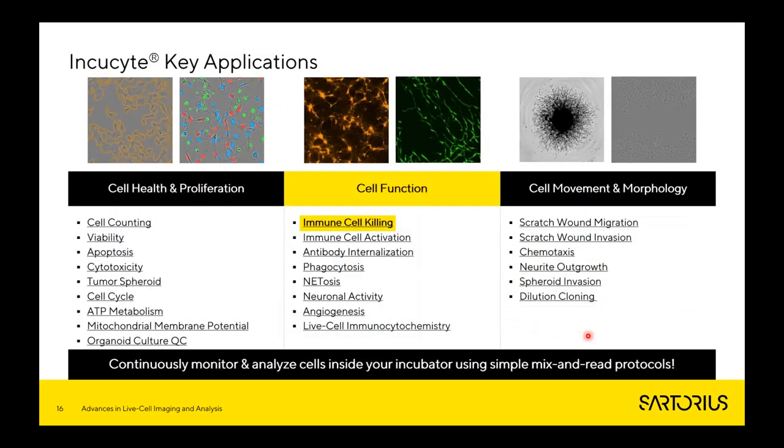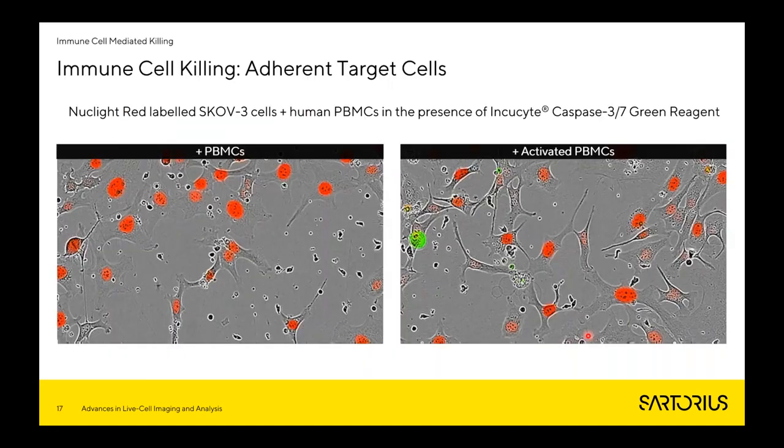So I'm now going to spend the next few slides looking at immune cell killing. So immune cell killing is an assay which we have invested quite a lot of time in over the last few years. And I'm going to talk about a few different options for immune cell killing based approaches. So I'll start with probably the most straightforward of setups. This is an adherent cell killing assay.